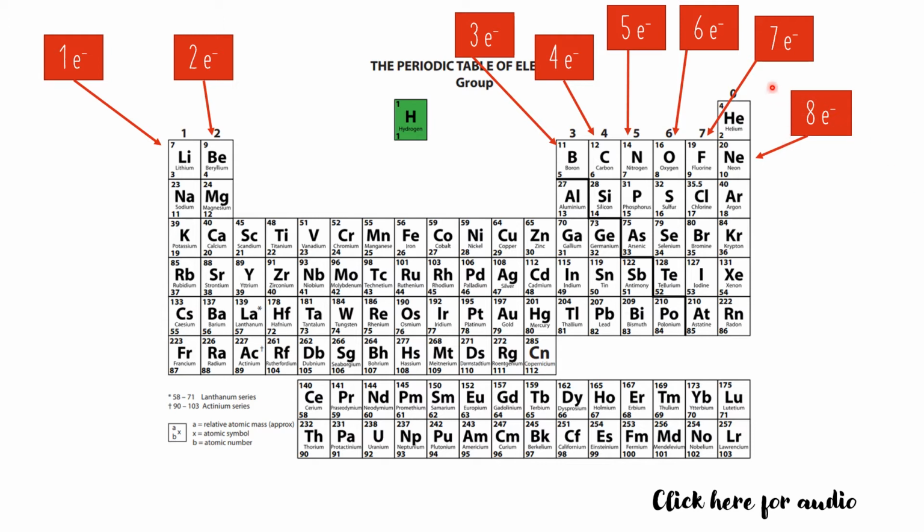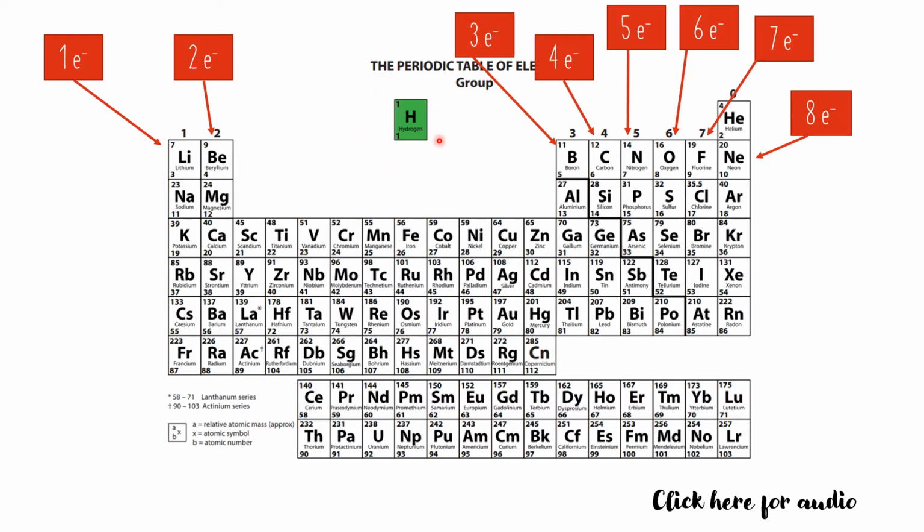And finally, group 8, or as it's sometimes known, group 0, will have 8 electrons in its outer shell, all apart from helium. Obviously, helium doesn't have enough electrons to fill a second shell to have 8, but it has a full outer shell with 2. The only element that we're worried about that doesn't really fit into the groups is hydrogen.